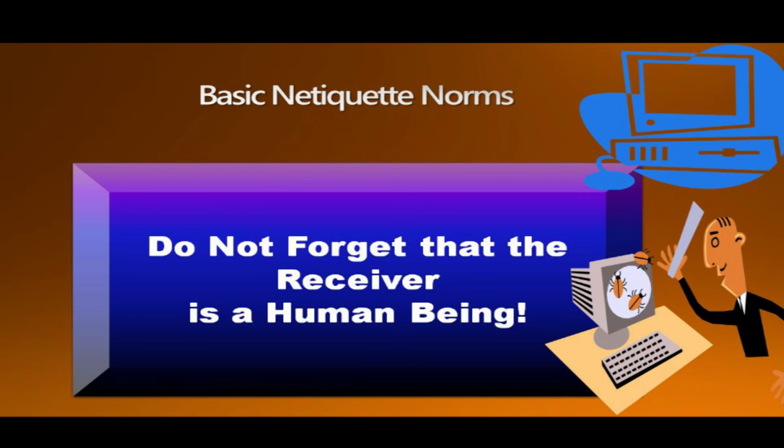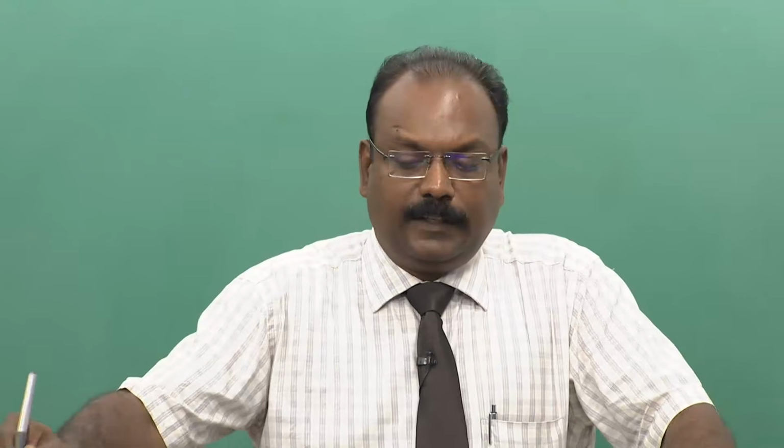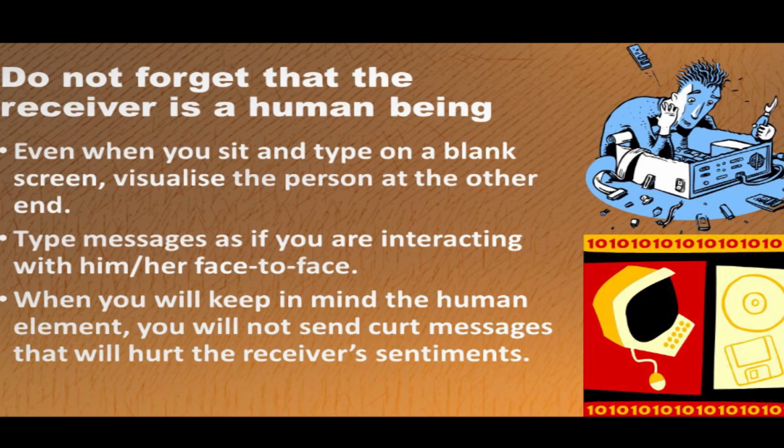Now, let us look at some basic netiquette norms. These norms apply to any kind of use of the net in general. To begin with, the first and basic rule is that you should not forget that the receiver is a human being. You should not forget that the person at the other side who is getting your email or your message is also a human being like you.